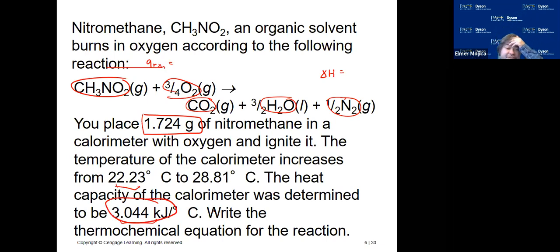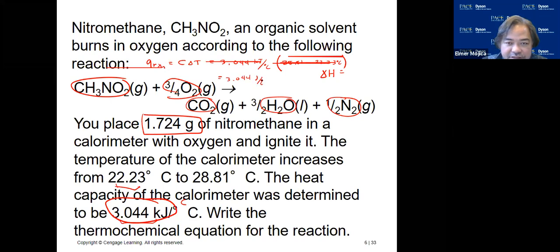So the way that we do this one, that is your C. That's your heat capacity times your delta T. So if we're going to look at that, it's just 3.044 kilojoules per degree Celsius times the difference between 28.81 and 22.23 degrees Celsius. Just try to make it clear here. So what does that correspond to? Negative 20.03. Okay. So you put a negative 20 there because that's the one that was released.